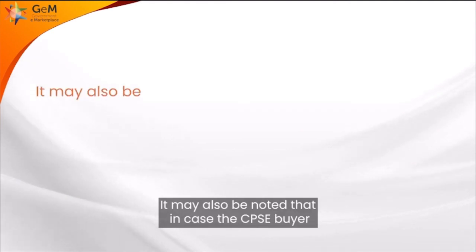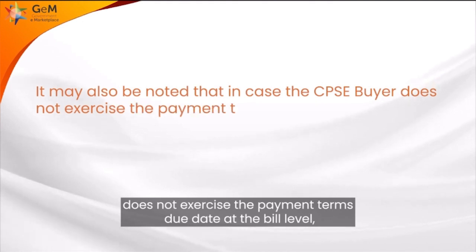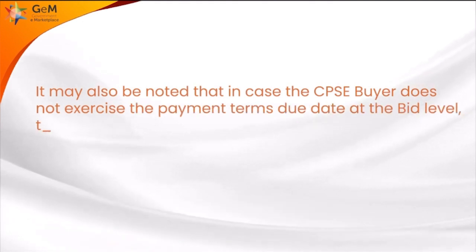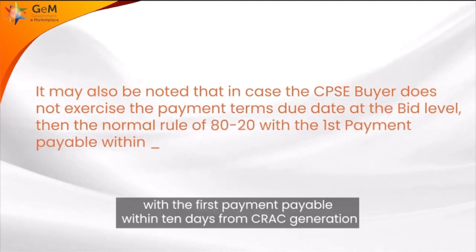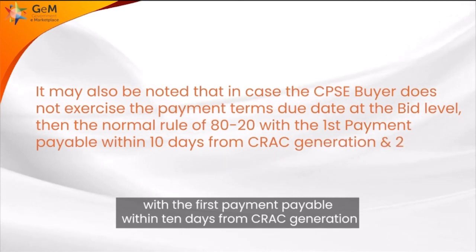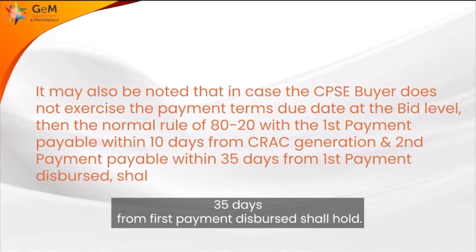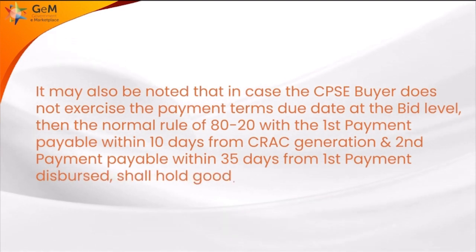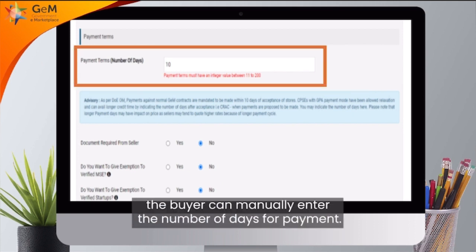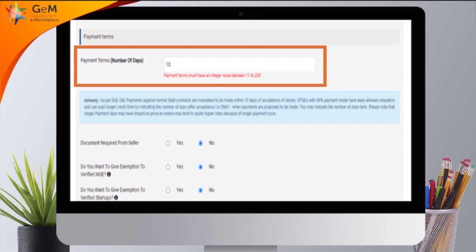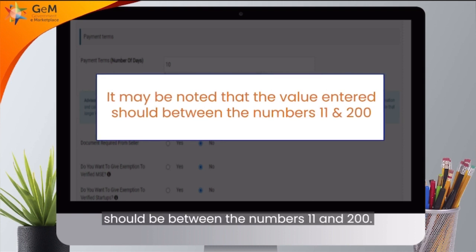It may also be noted that in case the CPSE buyer does not exercise the payment terms due date at the bill level, then the normal rule of 80-20, with the first payment payable within 10 days from CRAC generation and the second payment payable within 35 days from the first payment disbursed, shall hold good. Here we can see the field in which the buyer can manually enter the number of days for payment. It may be noted that the value entered should be between the numbers 11 and 200.